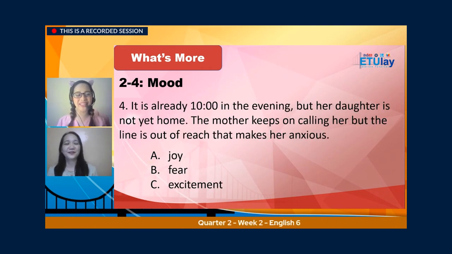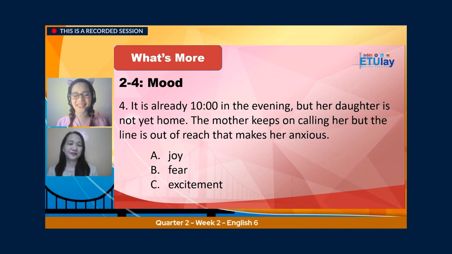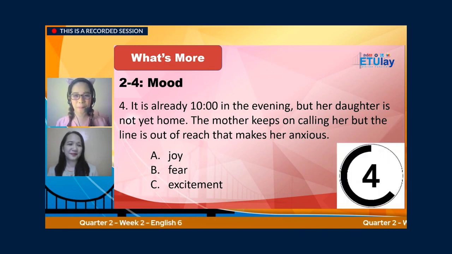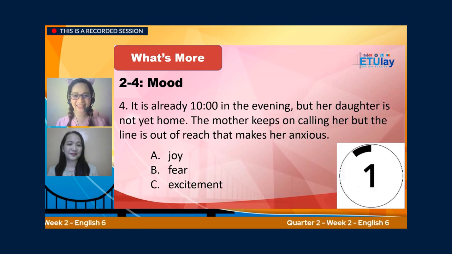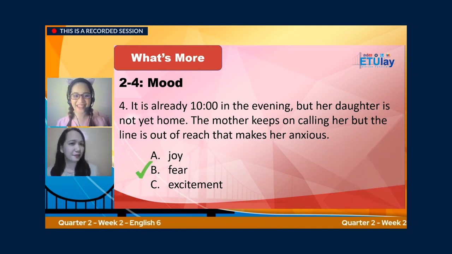And for number 4, it is already 10 o'clock in the evening, but her daughter is not yet home. The mother keeps on calling her, but the line is out of reach that makes her anxious. A, joy, B, fear, or C, excitement? 5 seconds to answer starts now. And our answer is letter B, fear.